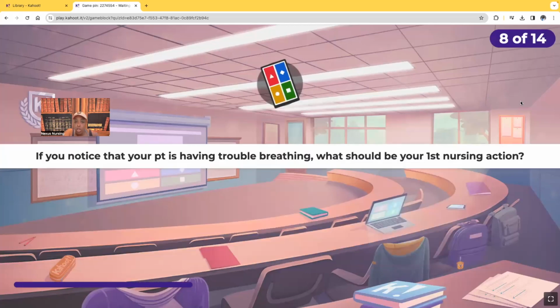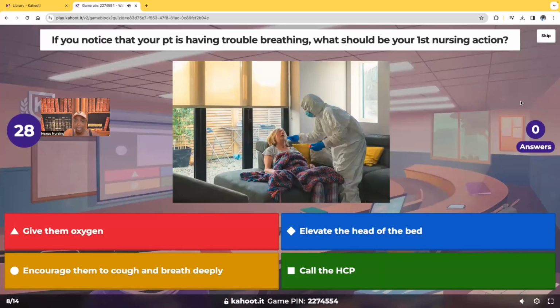All right. If you notice that your patient's having trouble breathing, what should be your first nursing action? Is it to give them oxygen? Is it to elevate the head of the bed? Is it to encourage them to cough and breathe deep? Is it to call the healthcare provider? You walk into your patient's room, you see they're having trouble breathing. What should your first nursing action be?